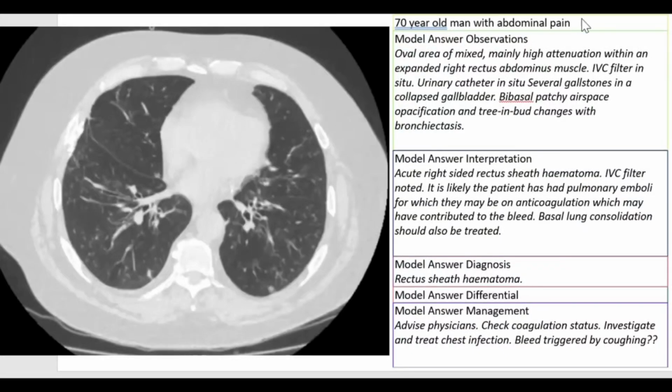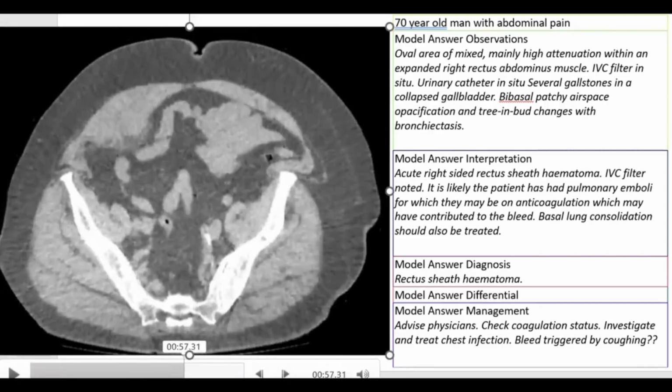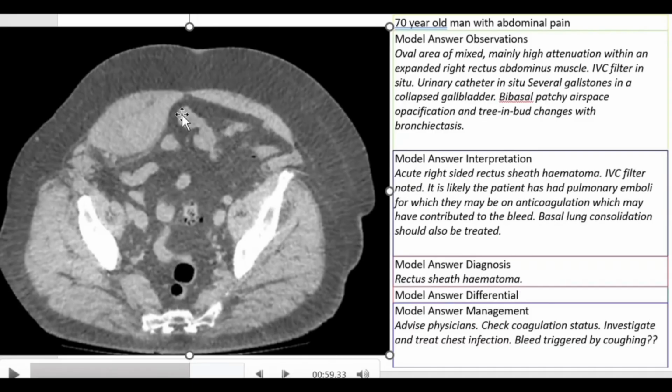70-year-old man with abdominal pain. CT scan of the chest, abdomen, and pelvis showing the right rectus abdominis muscle is expanded with an oval-shaped, high attenuation lesion.